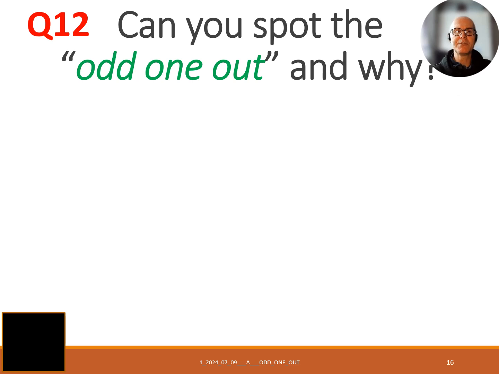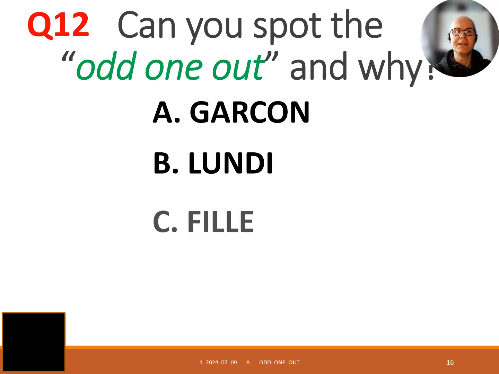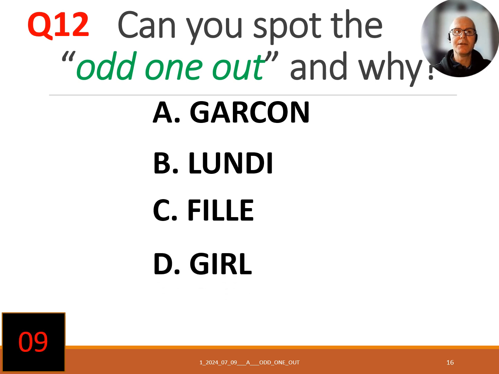Question 12. Can you spot the odd one out and why? A. Garçon. B. Lundi. C. Fille. And D. Girl. Can you spot the odd one out and why?